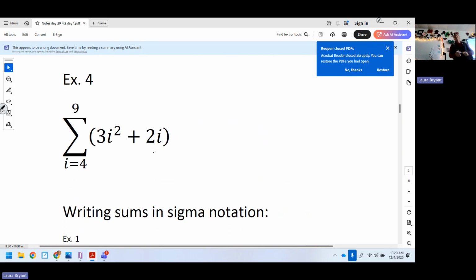Okay, second example. I'm just kind of showing you here the property. I think at this point you realize you could plug in 4, 5, 6, 7, 8, 9 and add it up. But I want to show you how to use the properties. Everyone listening?